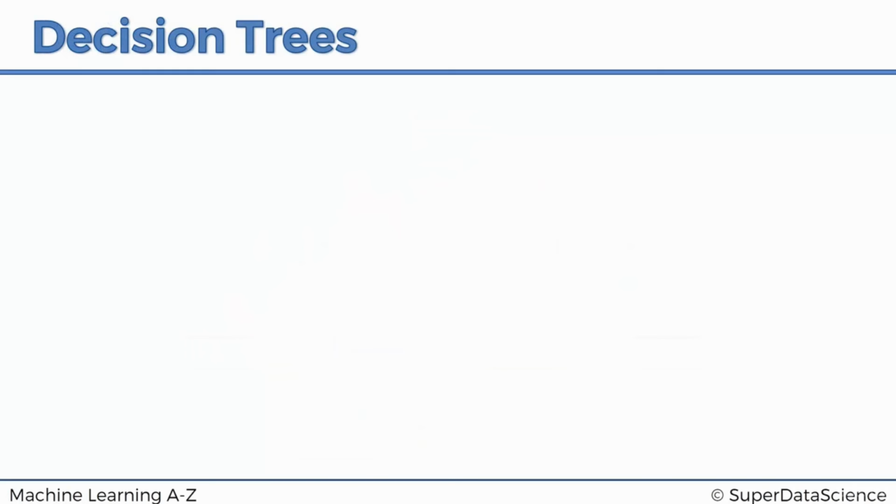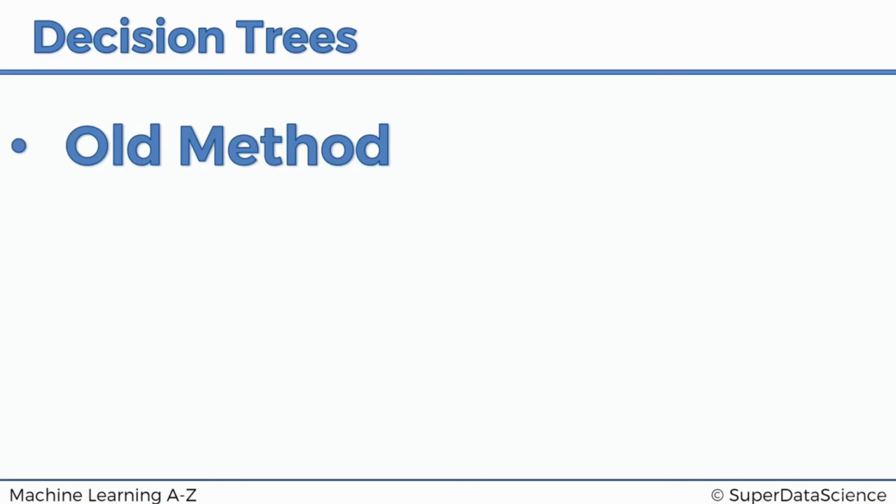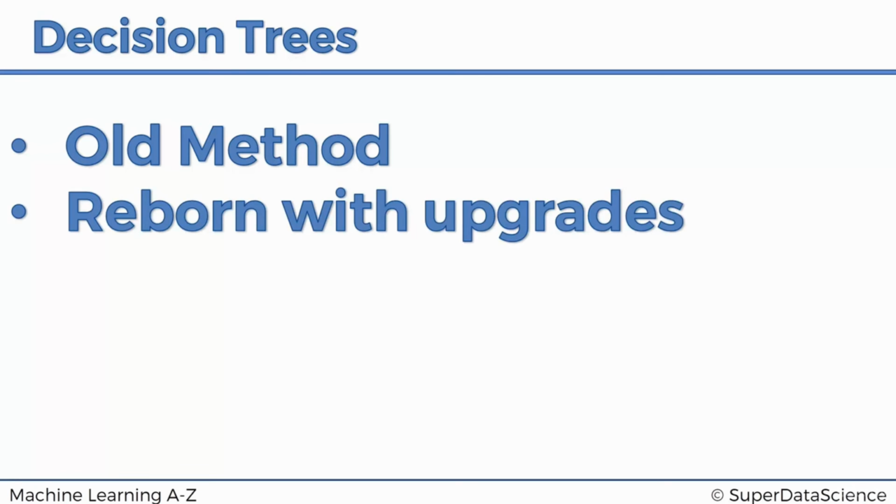And as a final note, I wanted to mention a little bit about the history of decision trees. Decision trees have been around for a very, very long time, and in fact they are so old that they have recently kind of started to die off. They were still popular about 20-30 years ago, but recently more sophisticated methods have come to replace them, and decision trees stopped being so popular. And that continued for a while until recently they were reborn with new upgrades, so to speak.